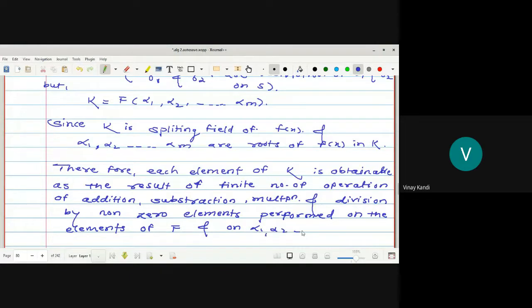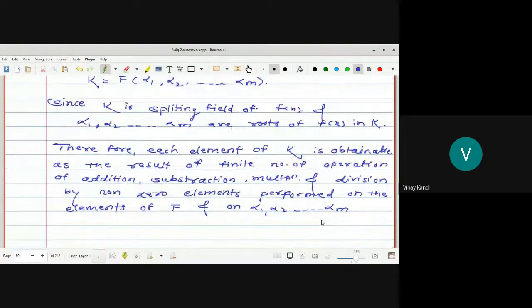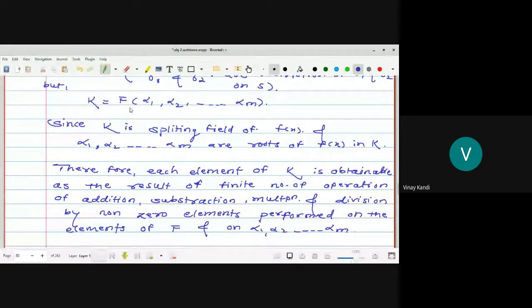Now look at the meaning of this statement. K is equal to F of alpha 1, alpha 2, up to alpha m. So every element of K we can write in the form of elements of F and these alphas. Is this statement clear? Therefore, each element of K is obtainable as the result of a finite number of operations of addition, subtraction, multiplication, division by non-zero elements performed on the elements of F and on alpha 1, alpha 2, up to alpha m.